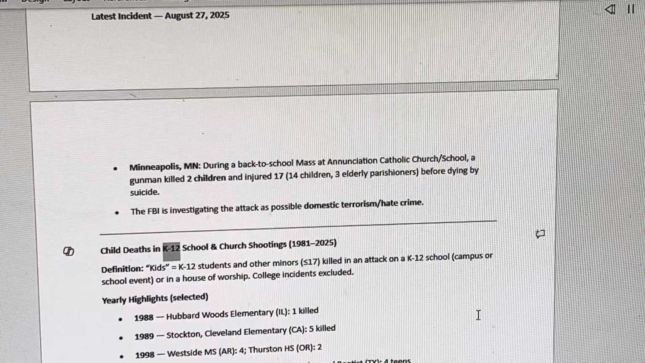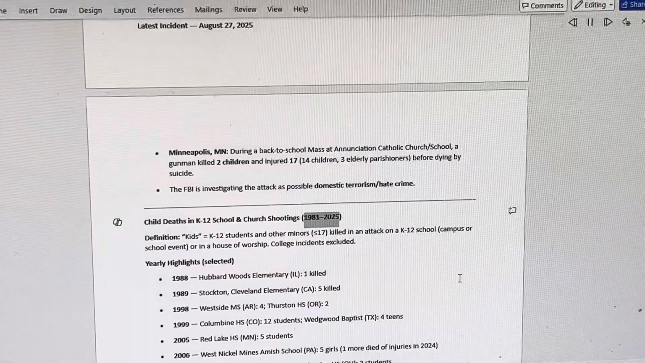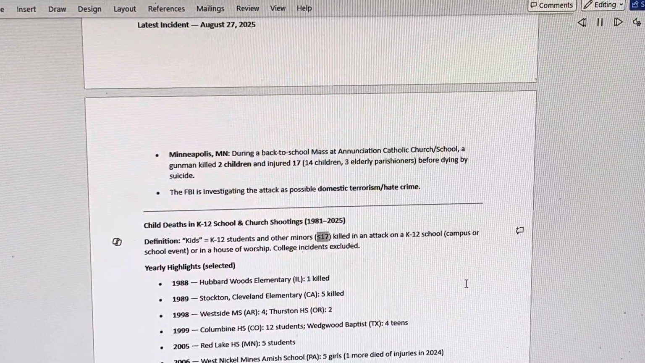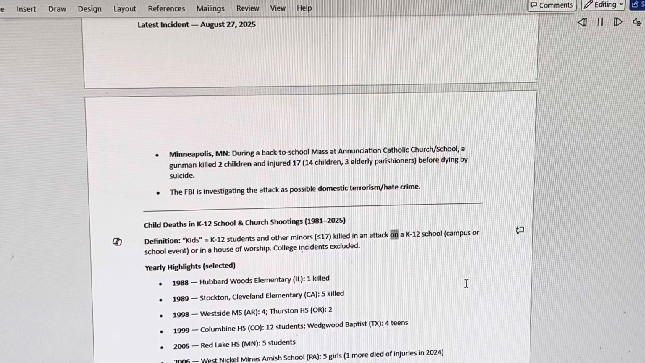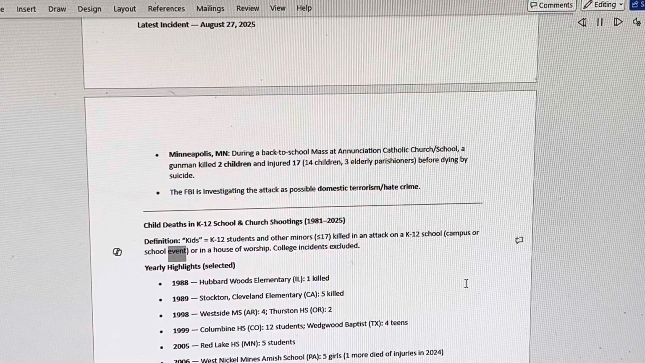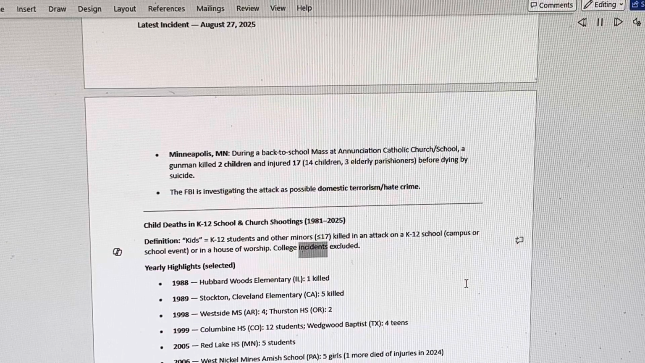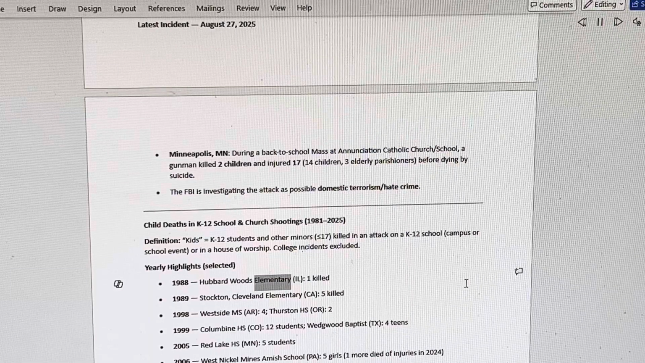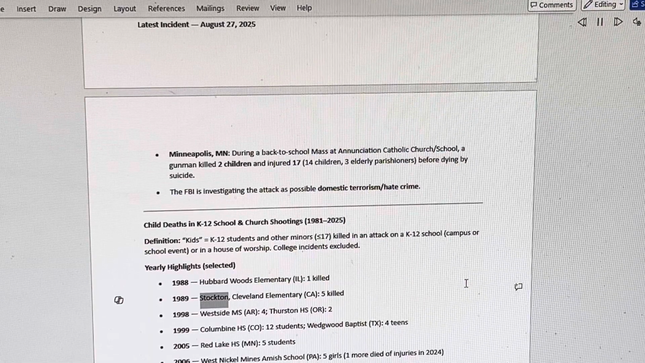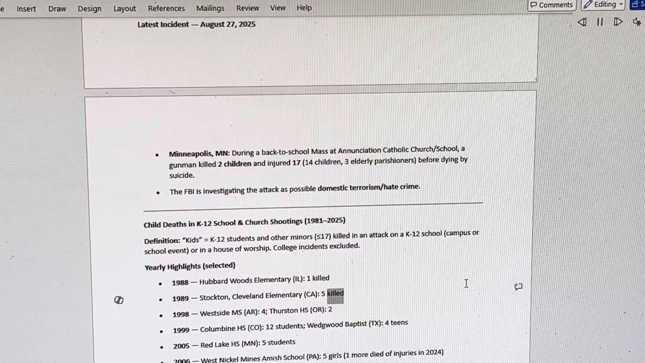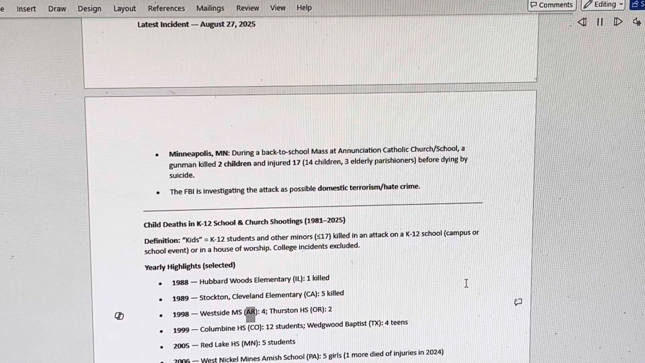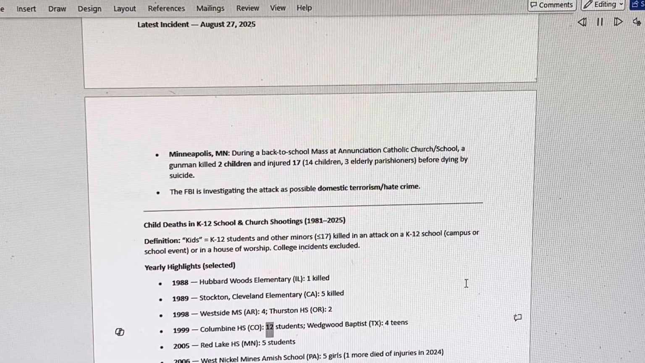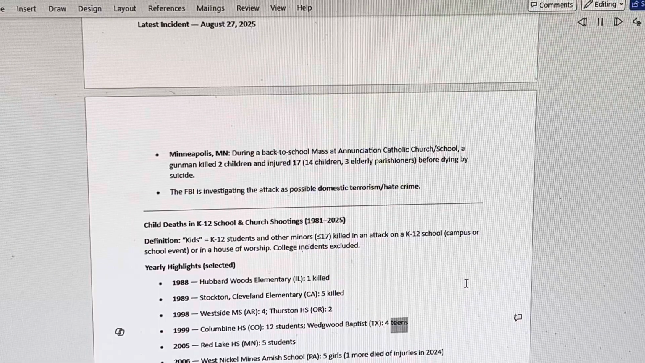Child deaths in K-12 school and church shootings, 1981 to 2025. Definition: kids equals K-12 students and other minors, 17 or younger, killed in an attack on a K-12 school, campus or school event, or in a house of worship. College incidents excluded. Yearly highlights selected. 1988, Hubbard Woods Elementary, IL: 1 killed. 1989, Stockton, Cleveland Elementary, CA: 5 killed. 1998, Westside MS, AR: 4, Thurston HS, OR: 2. 1999, Columbine HS, CO: 12 students, Wedgwood Baptist, TX: 4 teens.